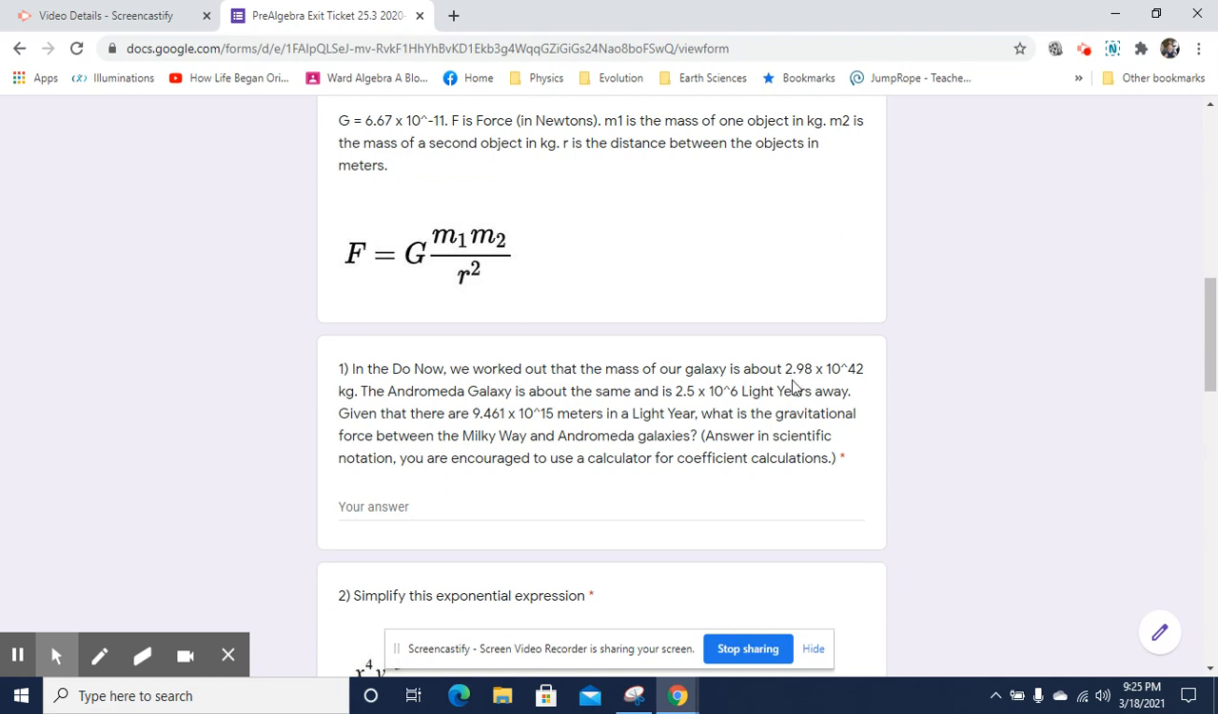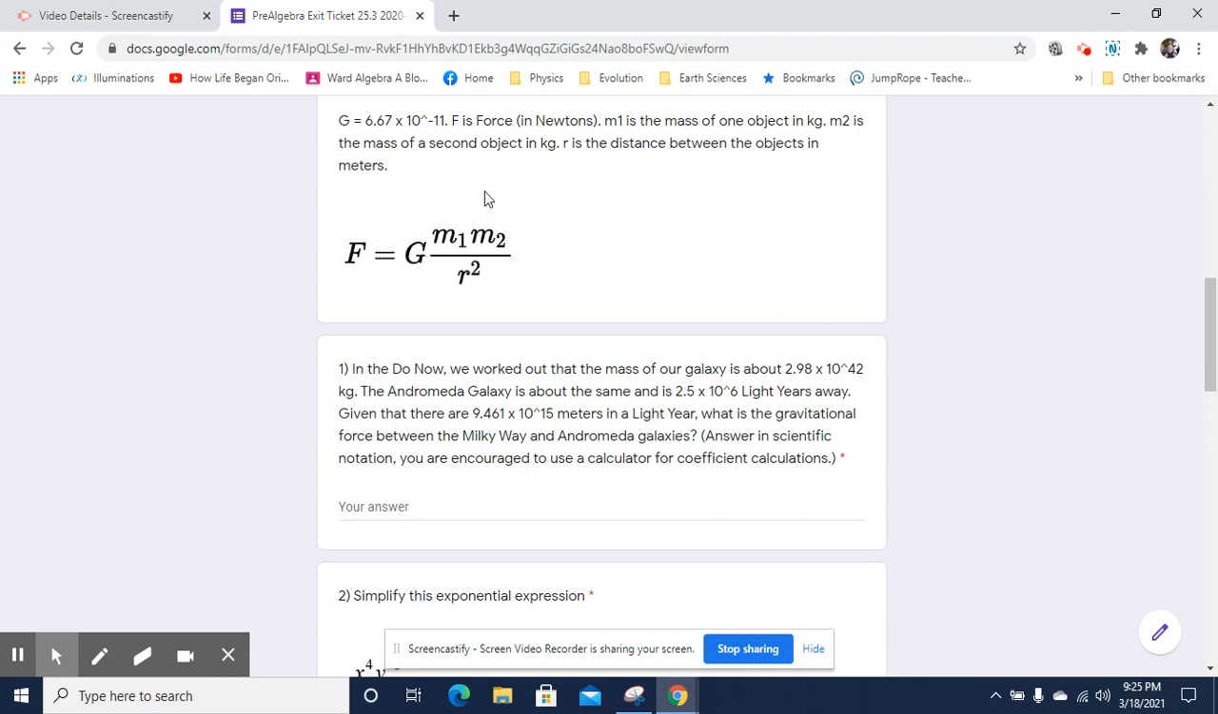So in the do now, we worked out that the mass of our galaxy, the Milky Way galaxy, a fairly redundant word since galaxy means milk, the Milky Way milk. Okay, at any rate, the mass of our galaxy is 2.98 times 10 to the 42nd kilograms, approximately. And the Andromeda galaxy is about the same and is 2.5 times 10 to the 6th light years away. Now, given that there are 9.461 times 10 to the 15th meters in every single one of those light years, what is the gravitational force between the Milky Way and Andromeda galaxies?